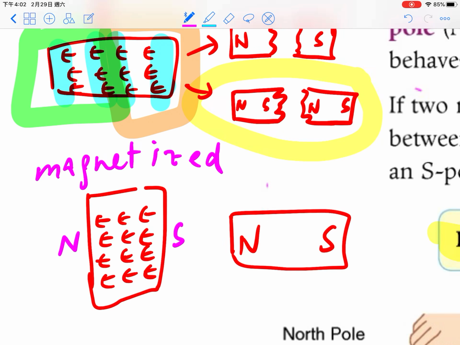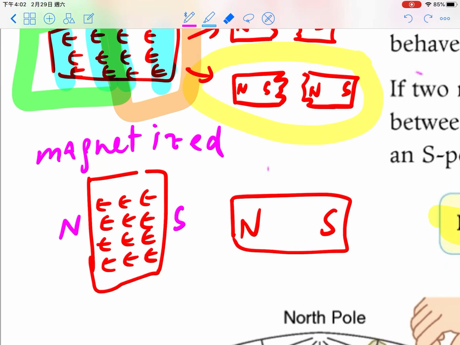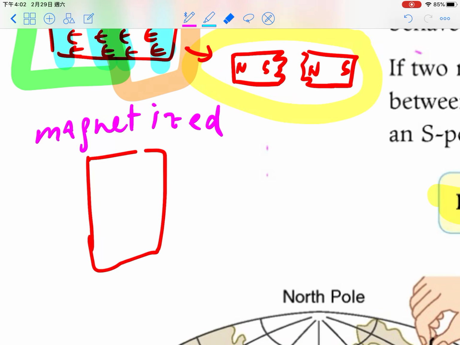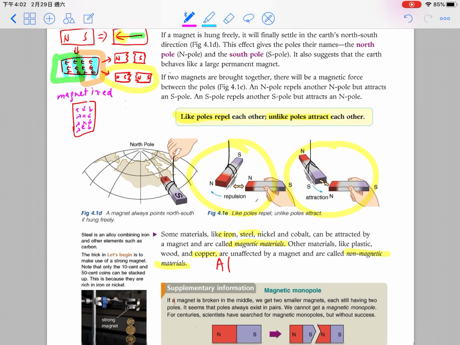Only magnetic material can be magnetized. So this is the secret of magnetic material that can be attracted by a magnet. If I put away the magnet, then the small magnets in the object will change. They will return to the original arrangement. No net magnetic force can be produced. So this is magnetic material.